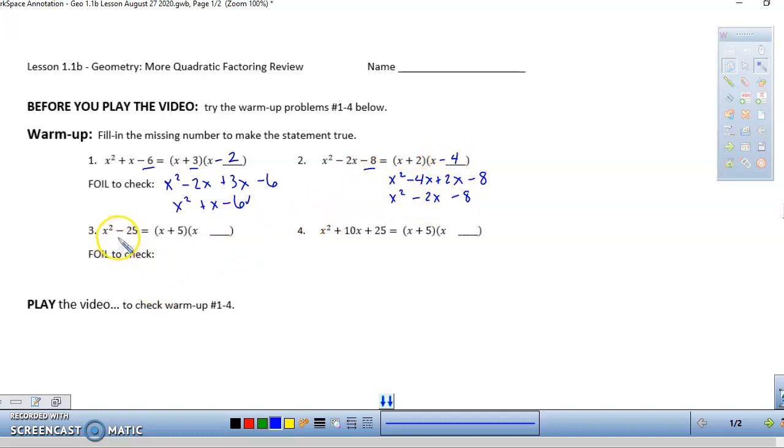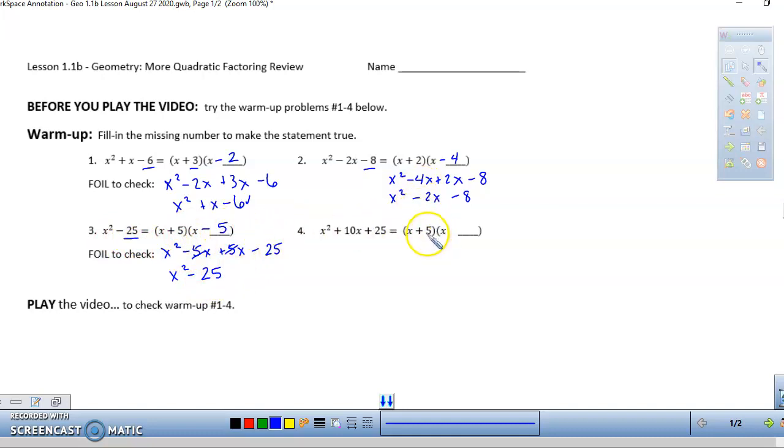Next, so this one's a little weird. You got to think a little bit here. So you have a +5. We want to multiply to a -25. So that's going to have to be a -5. Now something weird happens here with the combined like terms. So when you FOIL, you get a -5x plus a 5x. Those will actually cancel out. So that's why there's no middle term for this quadratic. So that checks out, and so the -5 was correct.